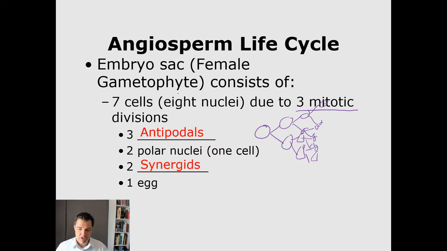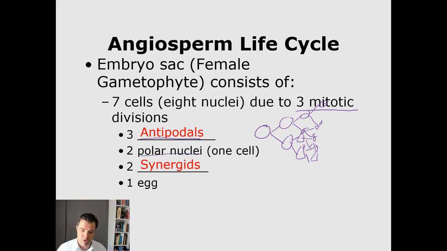But you go through mitosis three times with that one cell, and you're going to end up with actually seven cells. And that's because one of the cells isn't going to divide. It's going to keep the nuclear information in one cell. So you're going to end up with seven cells from that one remaining cell produced by the megasporangia, and that's going to form the embryo sac. So there's going to be three what we call antipodal cells.